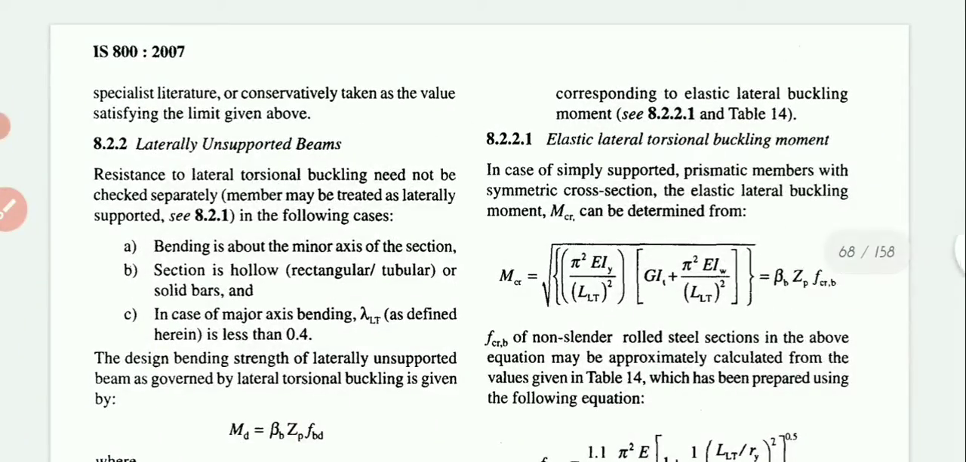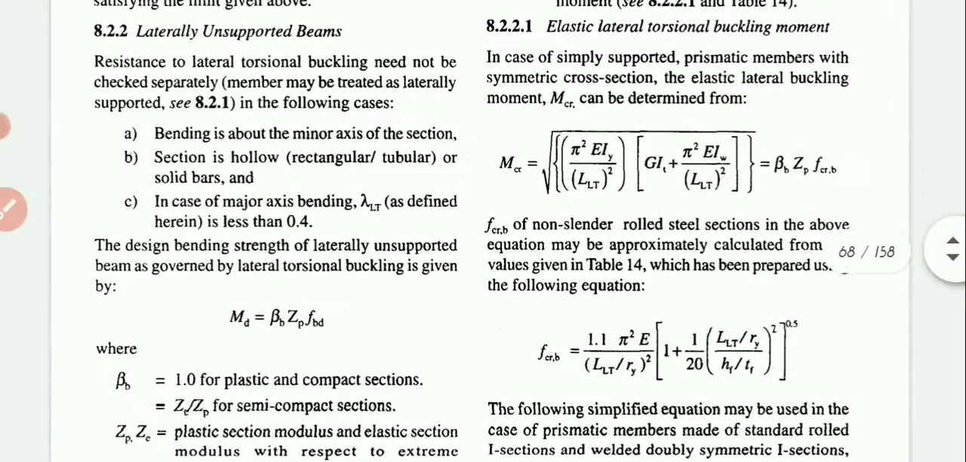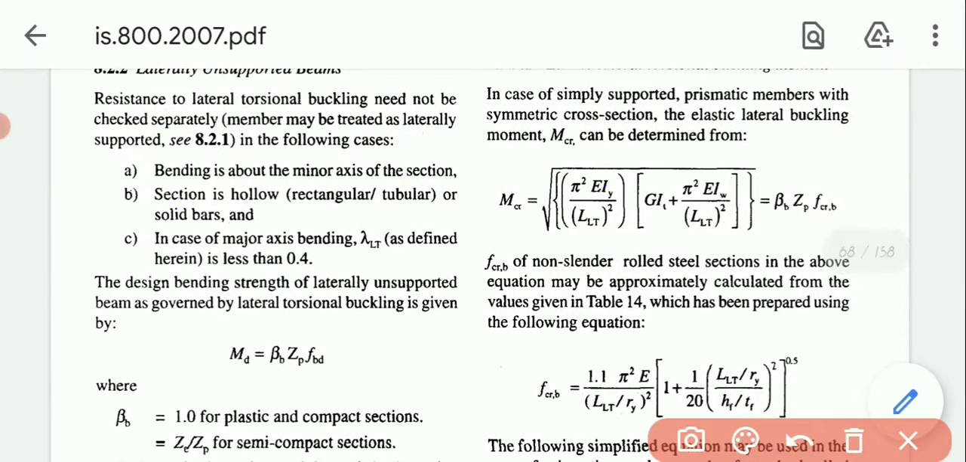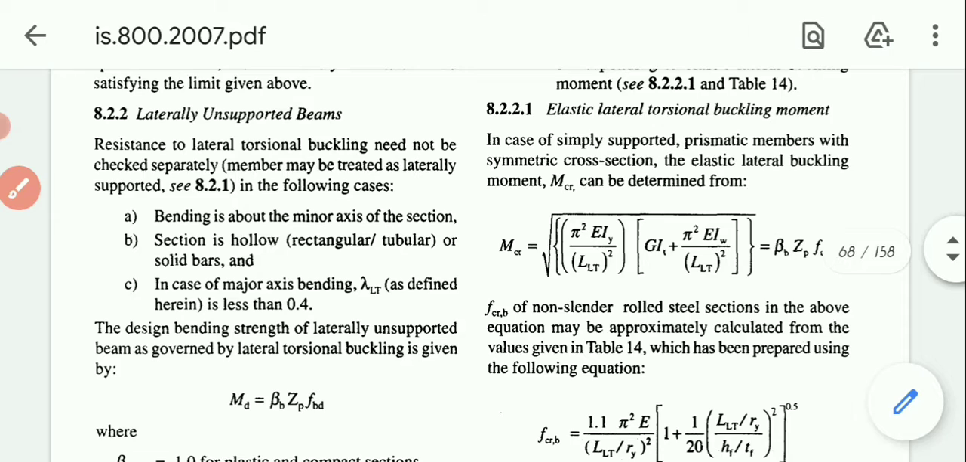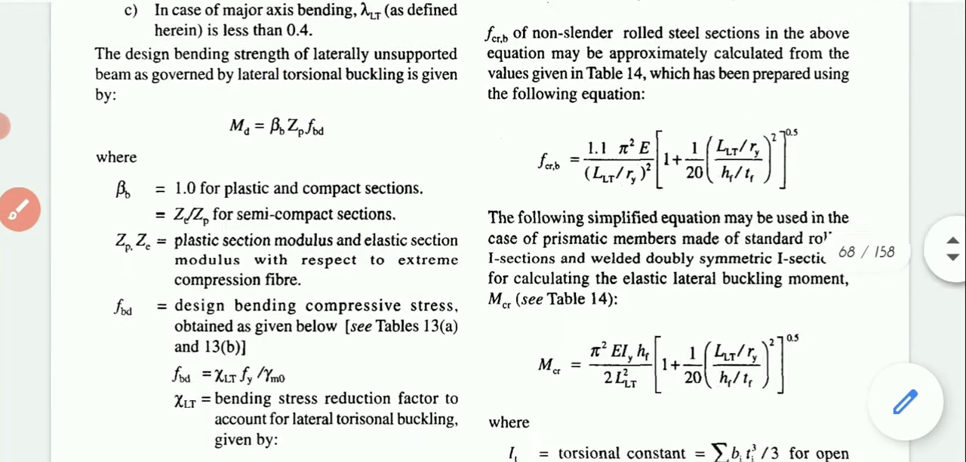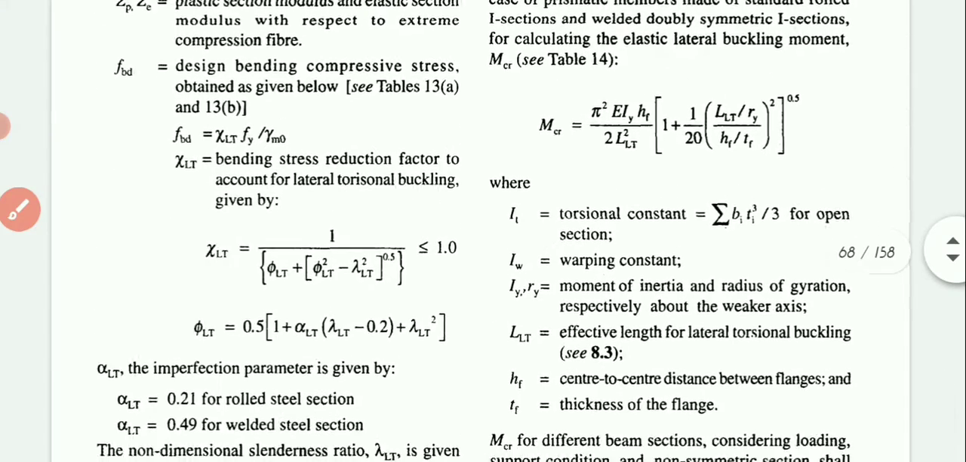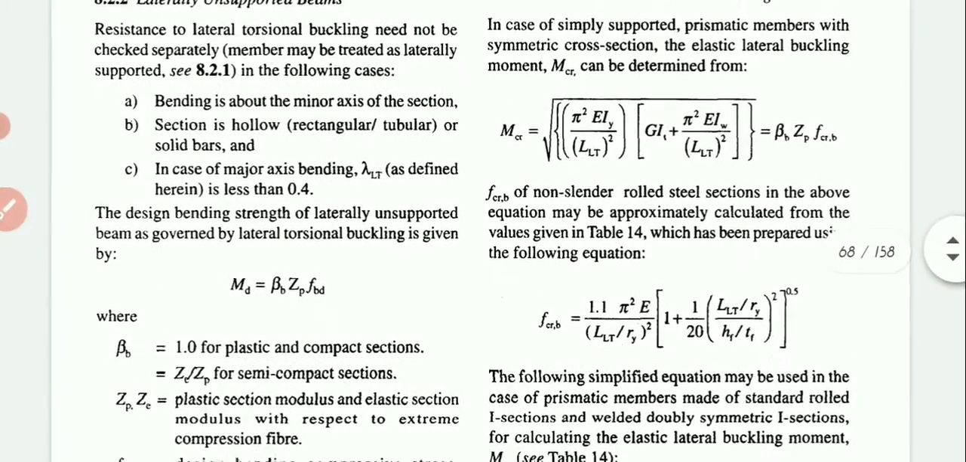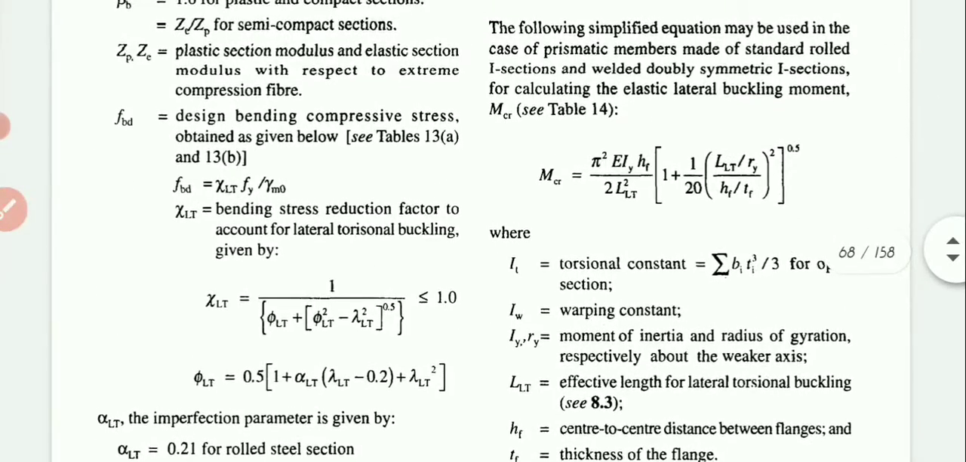See, on page number 54 you can see clause 8.2.2. Md equals beta b zp fbd. Now the unknown parameter is fbd. We already have the value of beta b and zp. Now in order to calculate fbd, we can do it in two different methods.